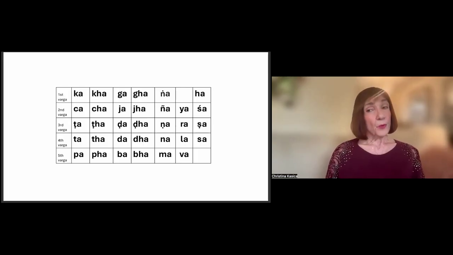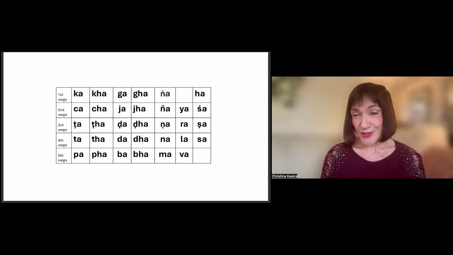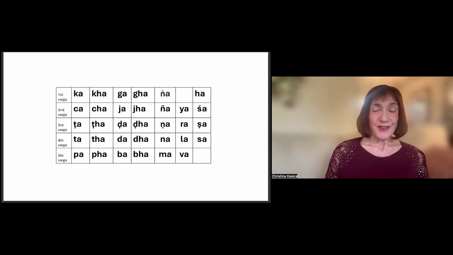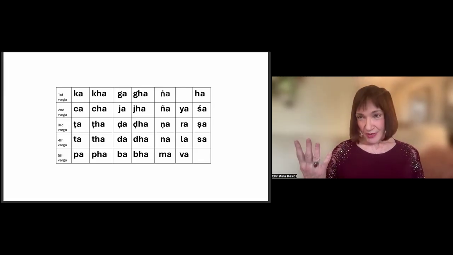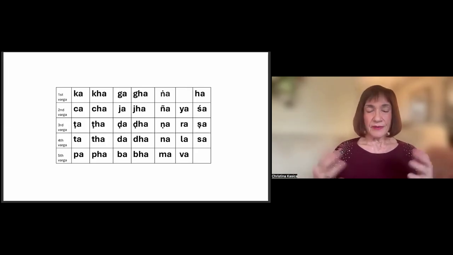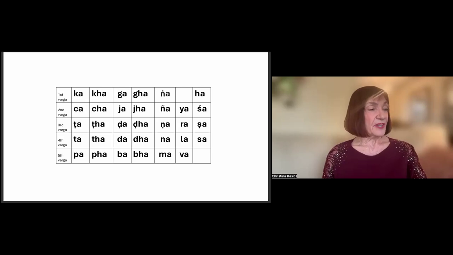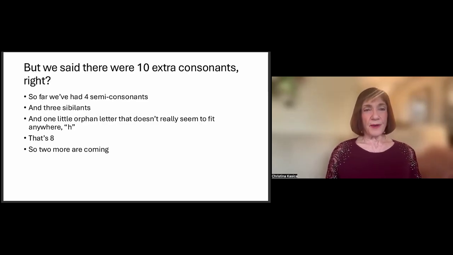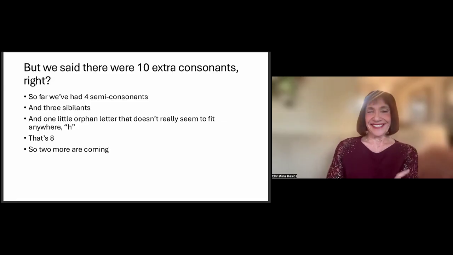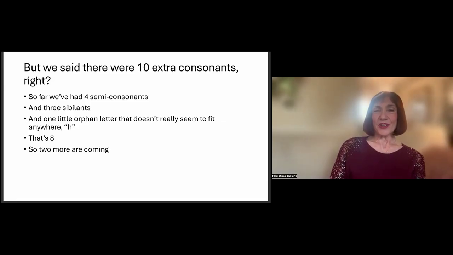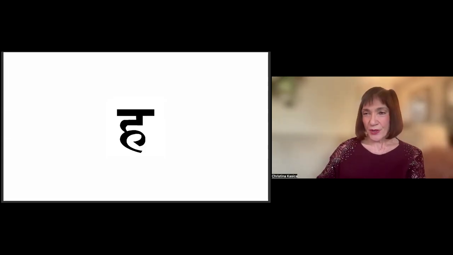But we said there were 10 extra consonants, right? So far, we've had 4 semivowels and 3 sibilants and 1 orphan, ha. So that's only 8. So 2 more are coming. But first, let's look at the next slide. Before we get to the extra 2, does anyone recognize this from the previous chart?